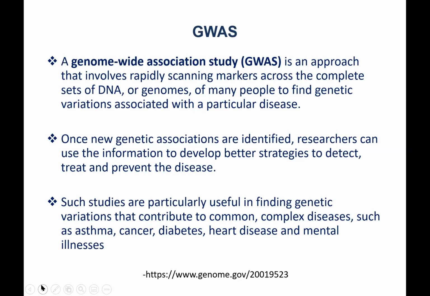When we identify this target, researchers can use the information to develop better strategies to detect and prevent the disease. So GWAS is a very powerful method. Many GWAS studies have been used to identify variants associated with common diseases like cancers, diabetes, and also psychiatric disorders.